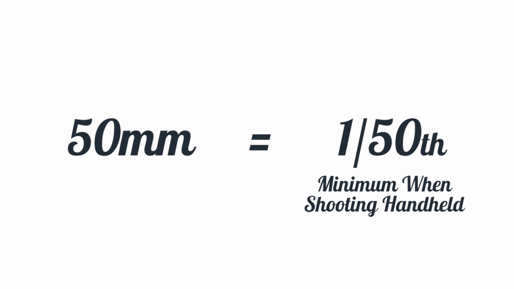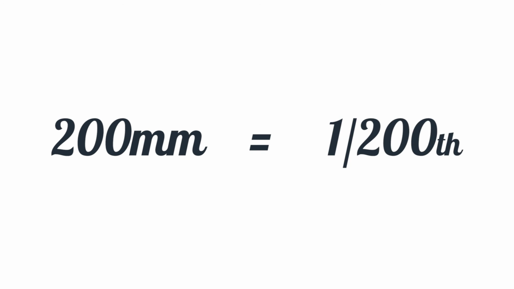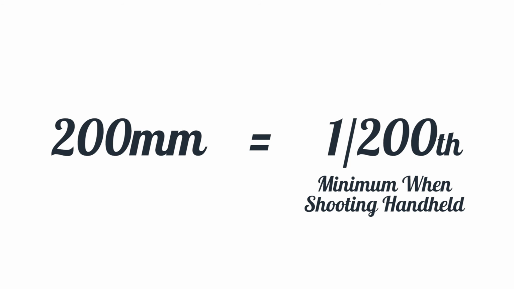So equally, if you're shooting with a 200mm lens, you want to be shooting at least 1/200th of a second, if not a little bit more. And that's a good rule of thumb, I think. But I think that's going to be it for shutter speed.